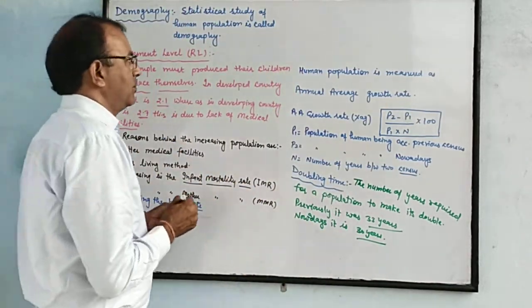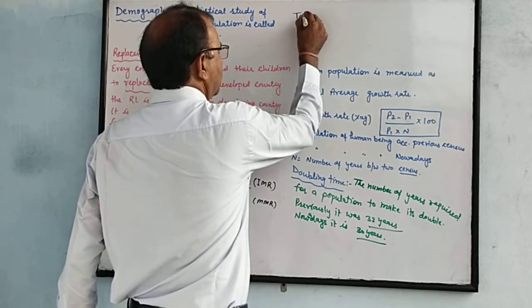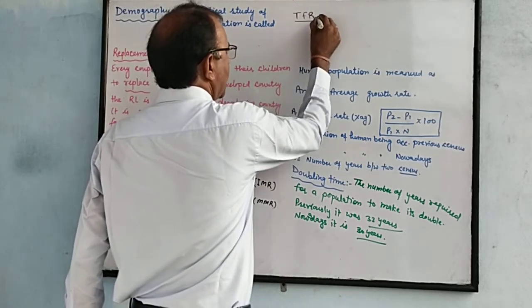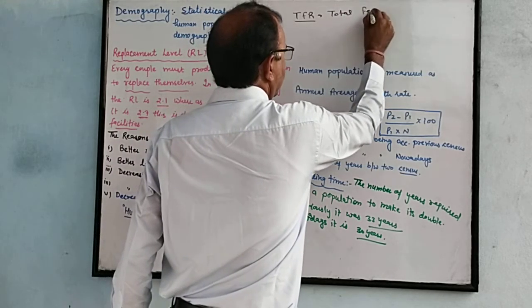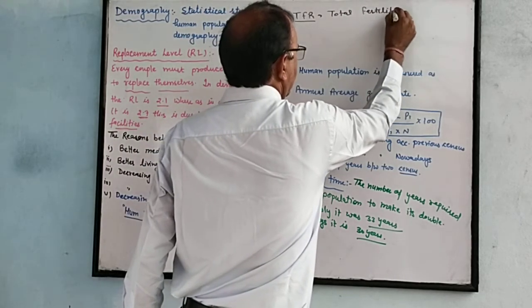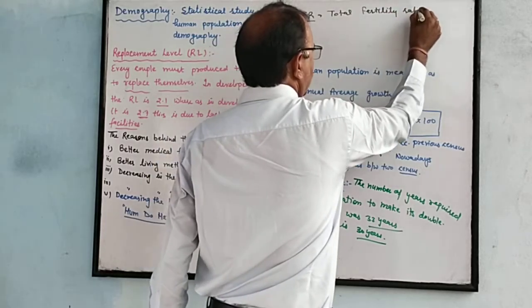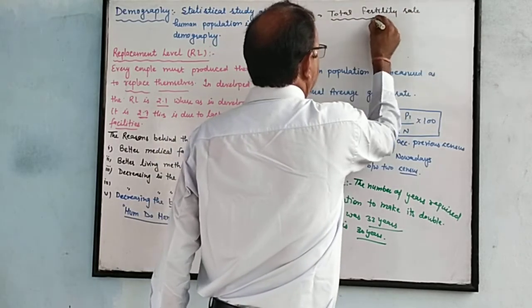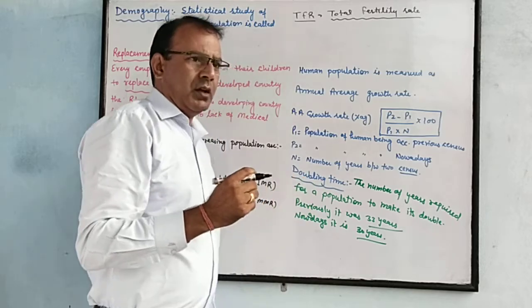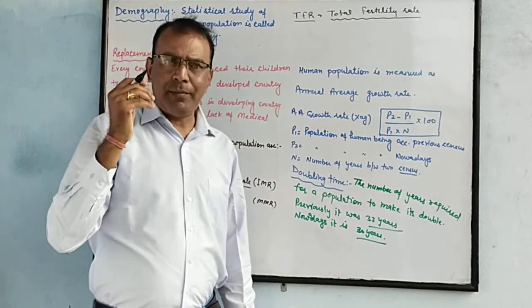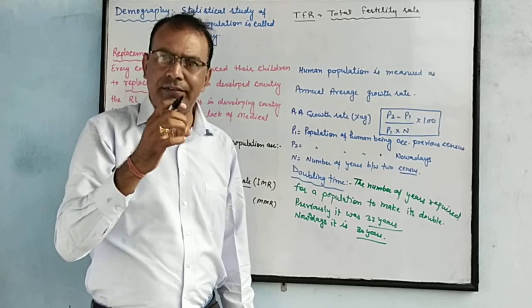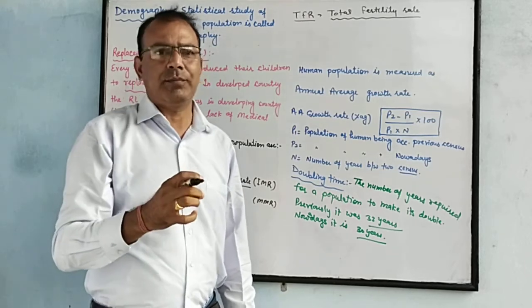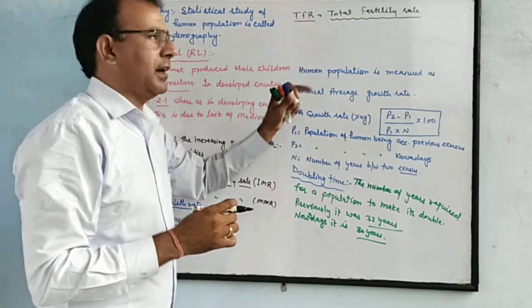One more word is TFR. TFR stands for total fertility rate. Total fertility rate means a woman who has the ability to produce more and more children in her lifetime. That is called total fertility rate.